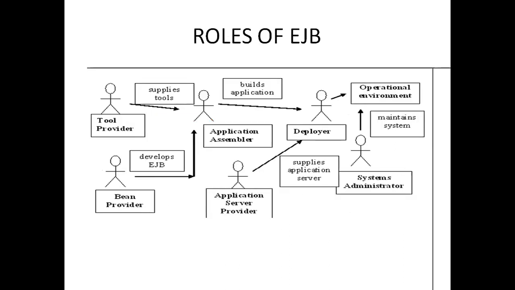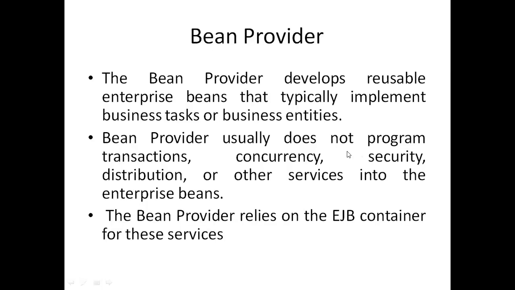So these are the roles of EJB. EJB acts as a tools provider which supplies the tools, and it also acts as a bean provider which develops the beans. It also acts as an application assembler which builds the applications. It acts as the application server provider, as the deployer, and as the system administrator which maintains the systems. We'll see each one by one.